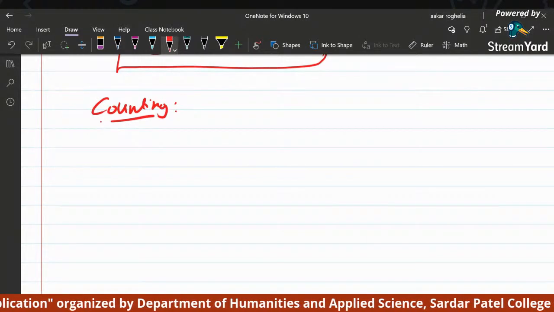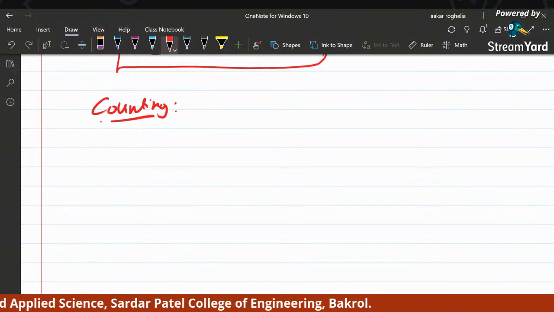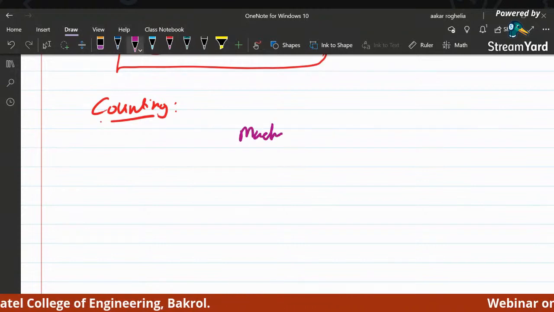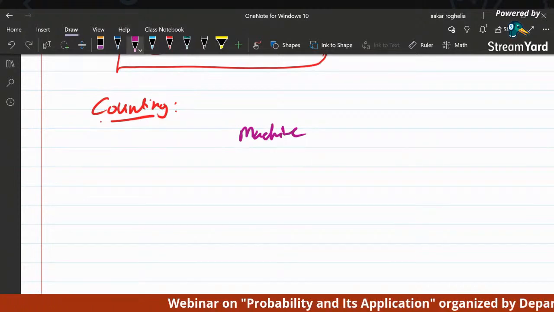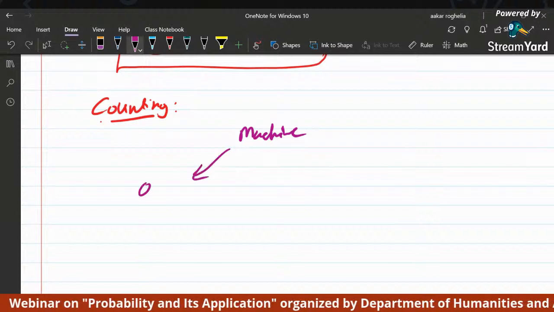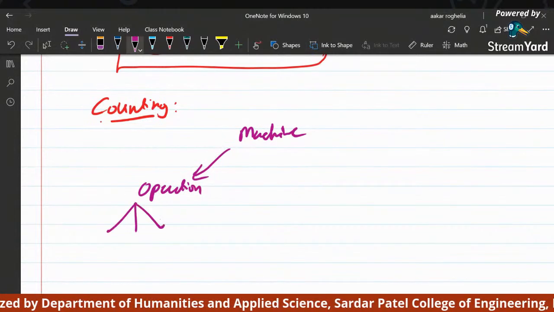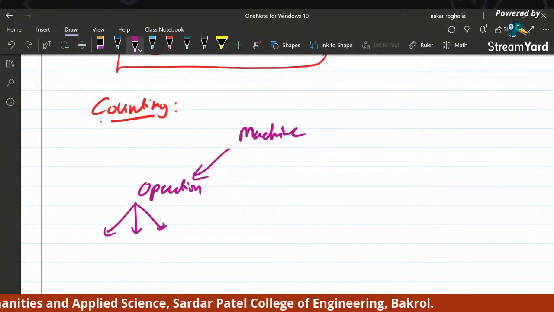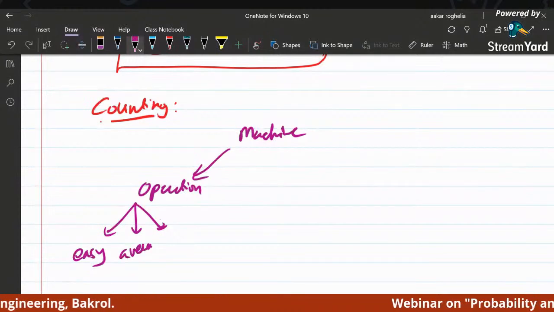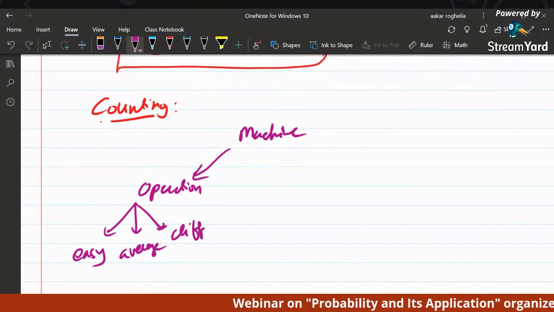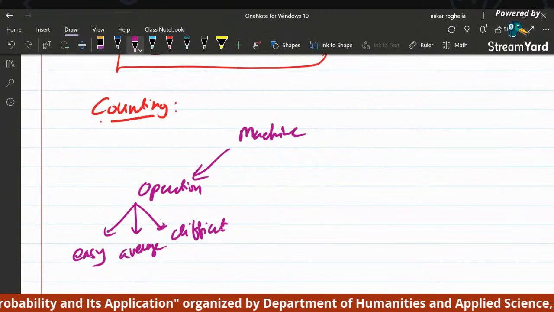For that, there are of course some theorems available. But let me give you a simple example. There is a machine, and that machine can be rated like this. Operation wise, there are three possibilities: it is easy to operate, or it is average to operate, or it is difficult to operate. So that is one way we can rate this machine.